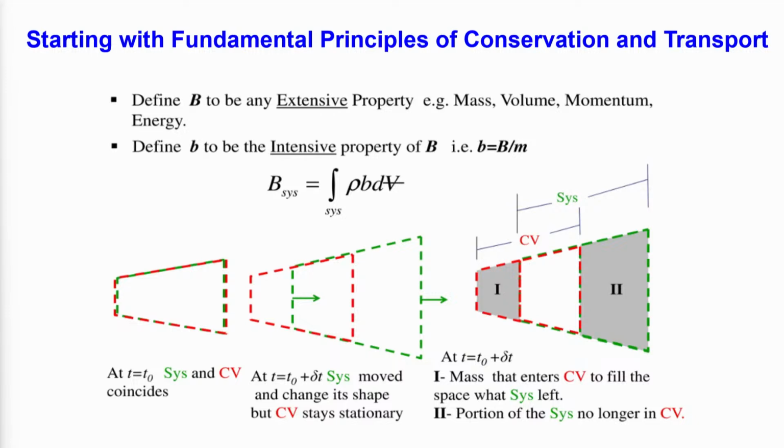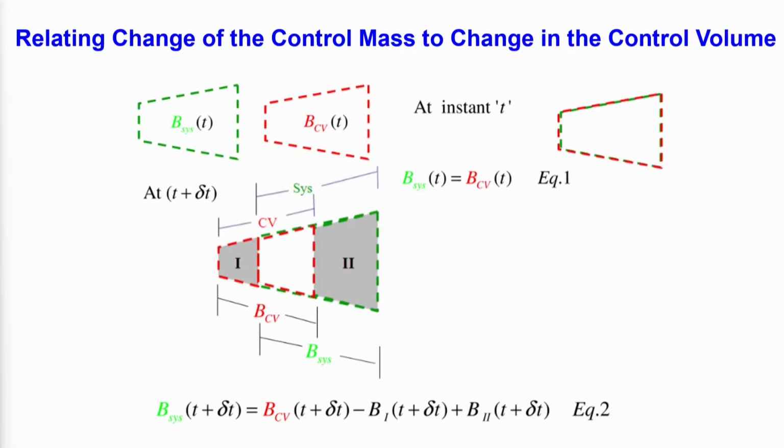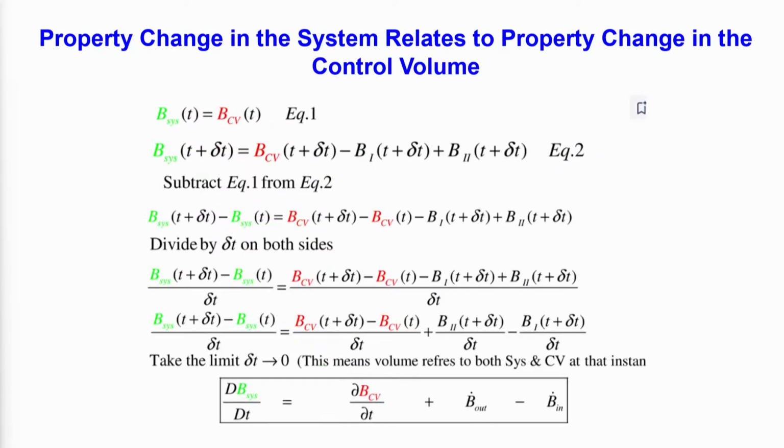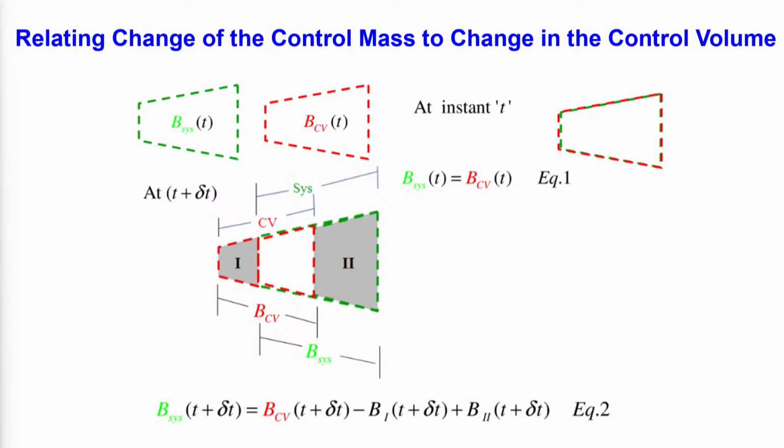So, with this definition, what we are trying to do is relate the change of the control mass to the change in the control volume. At instant t you have the system and the control volume, just coincident, but to make the drawing look clear, we have separated the green colored thing and the red colored thing. They are coincident at some point of time. At t plus delta t it is like this.